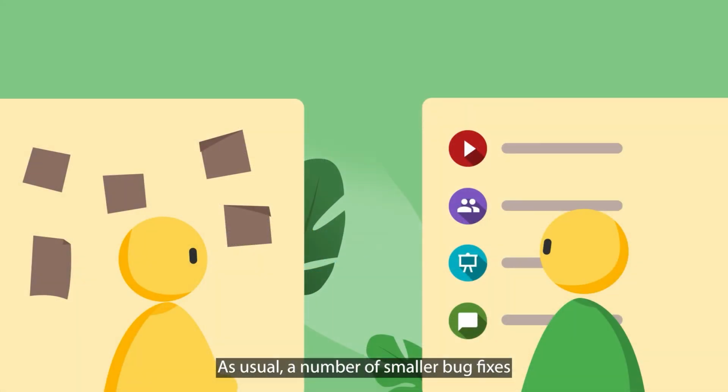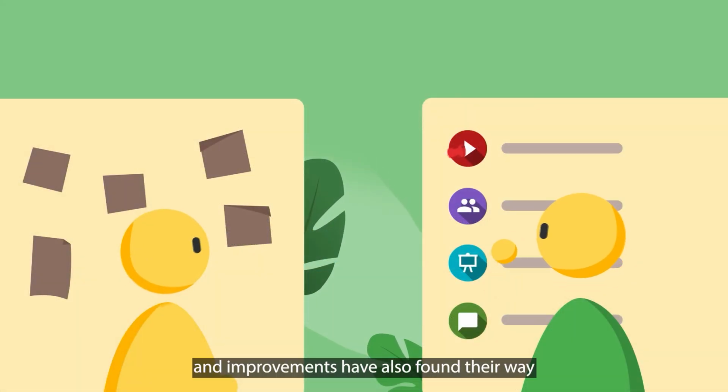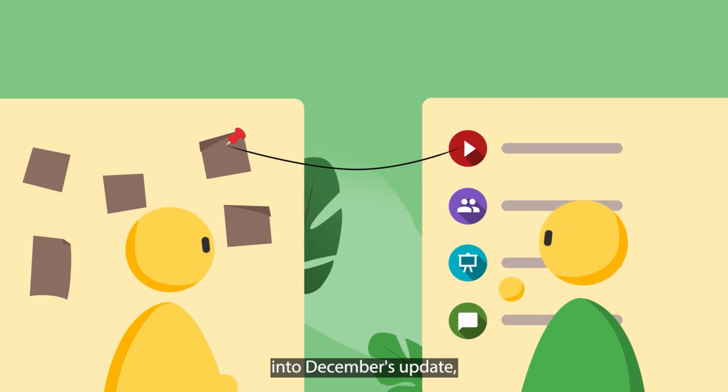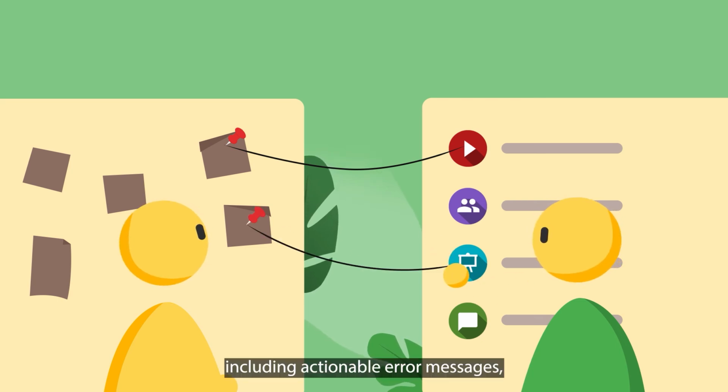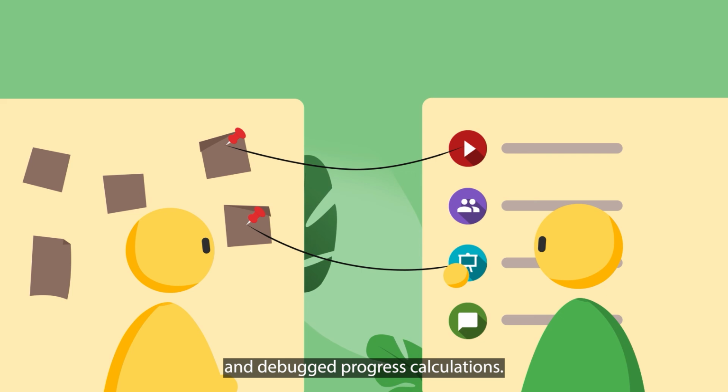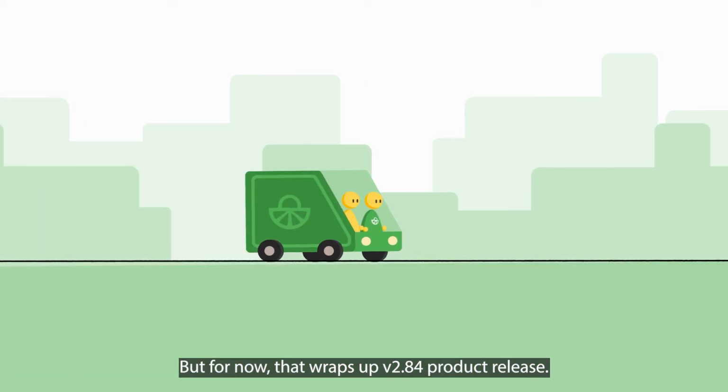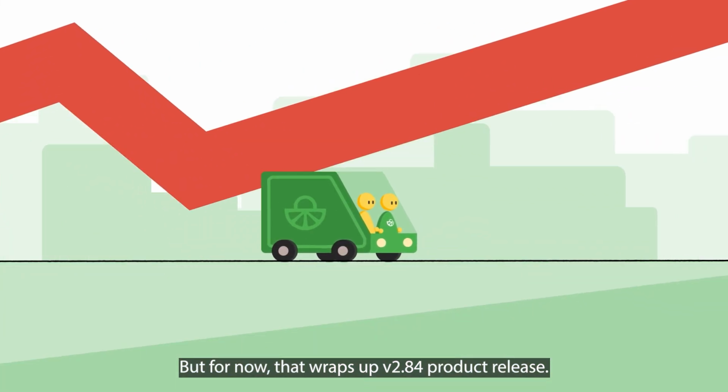As usual, a number of smaller bug fixes and improvements have also found their way into December's update, including actionable error messages and debugged process calculations. But for now, that wraps up the version 2.84 product release.